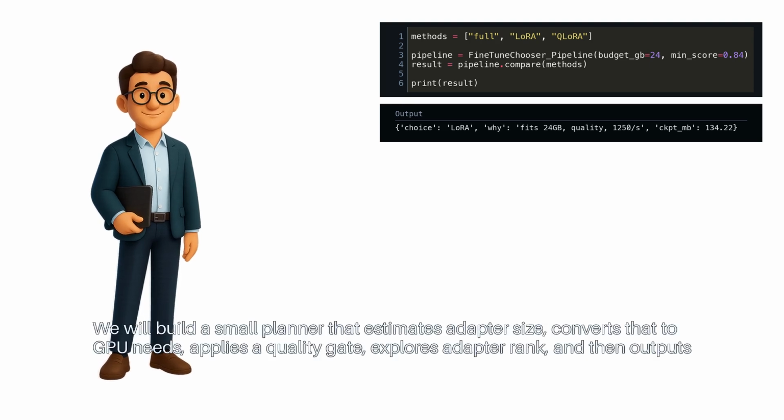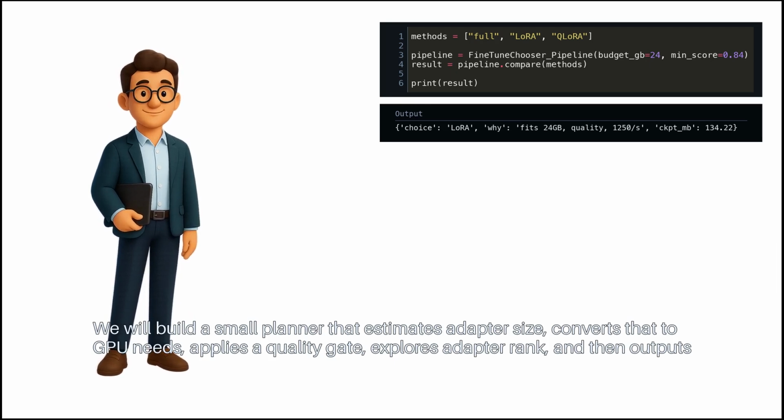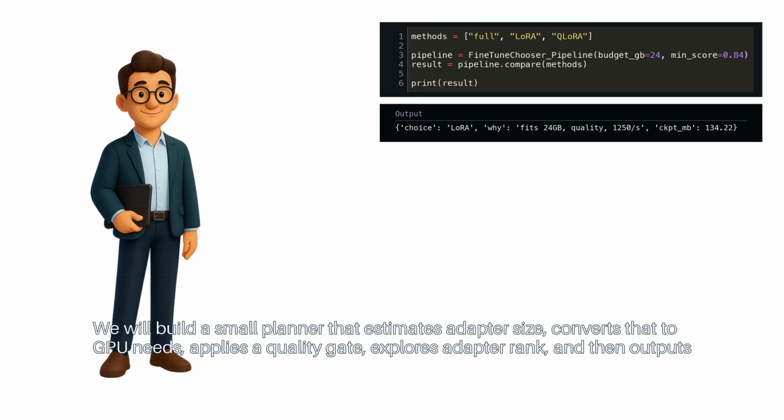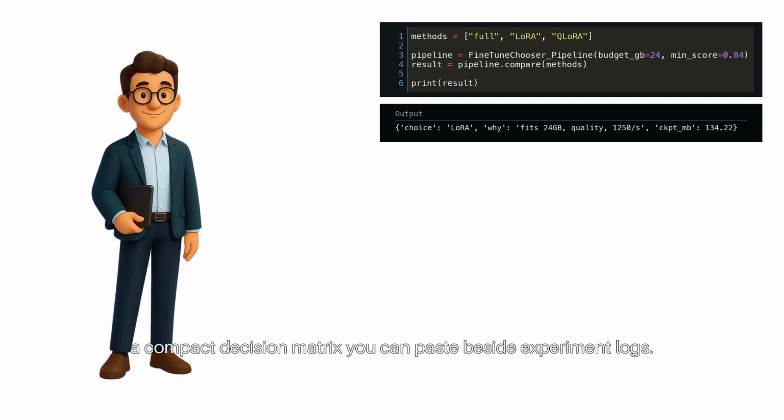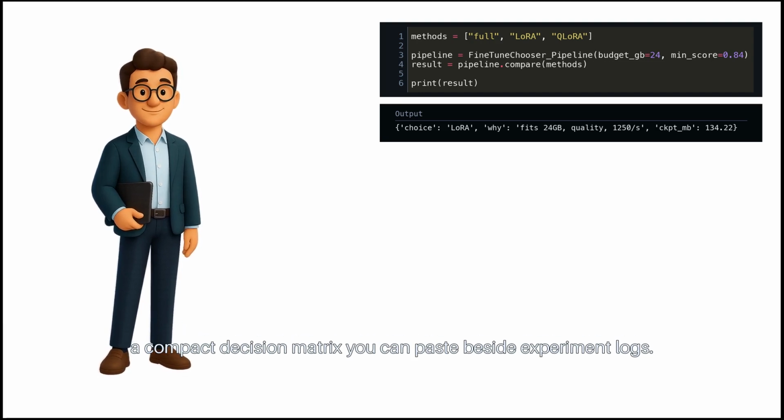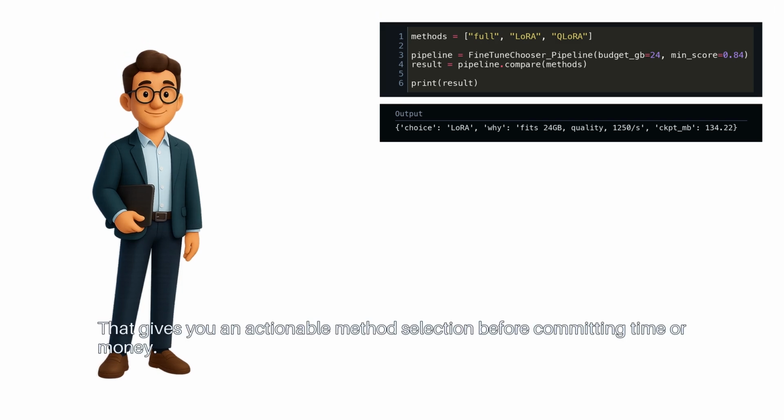We will build a small planner that estimates adapter size, converts that to GPU needs, applies a quality gate, explores adapter rank, and then outputs a compact decision matrix you can paste beside experiment logs. That gives you an actionable method selection before committing time or money.